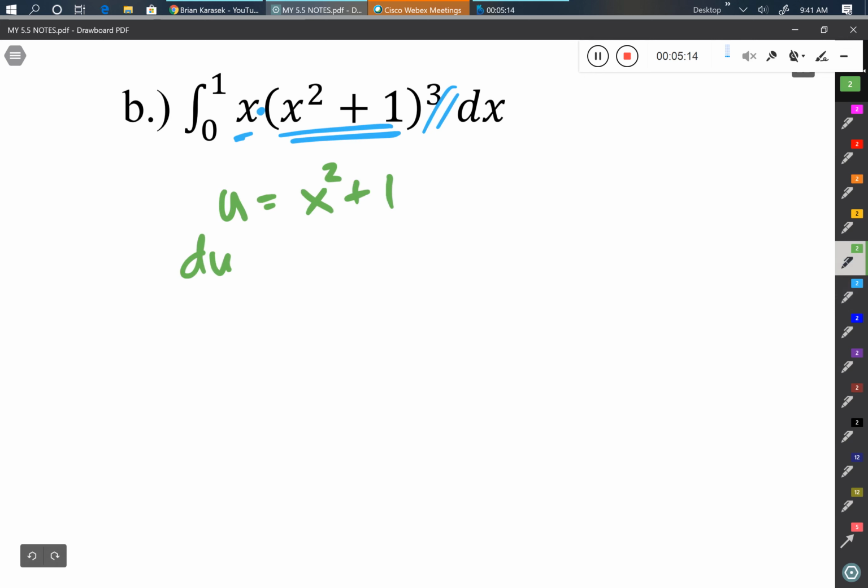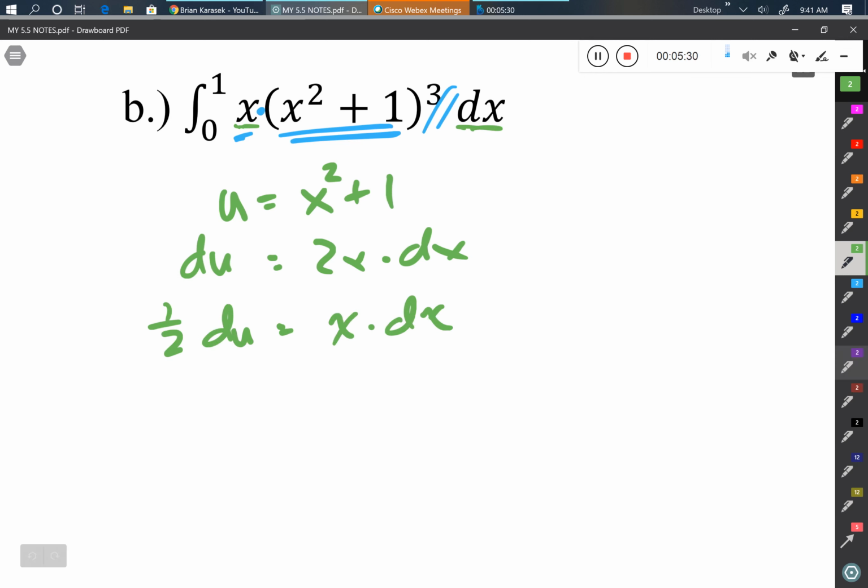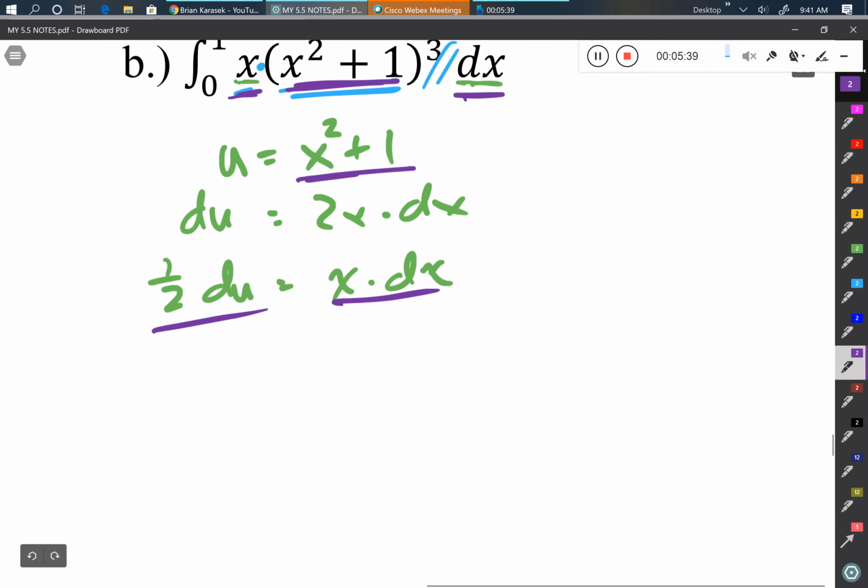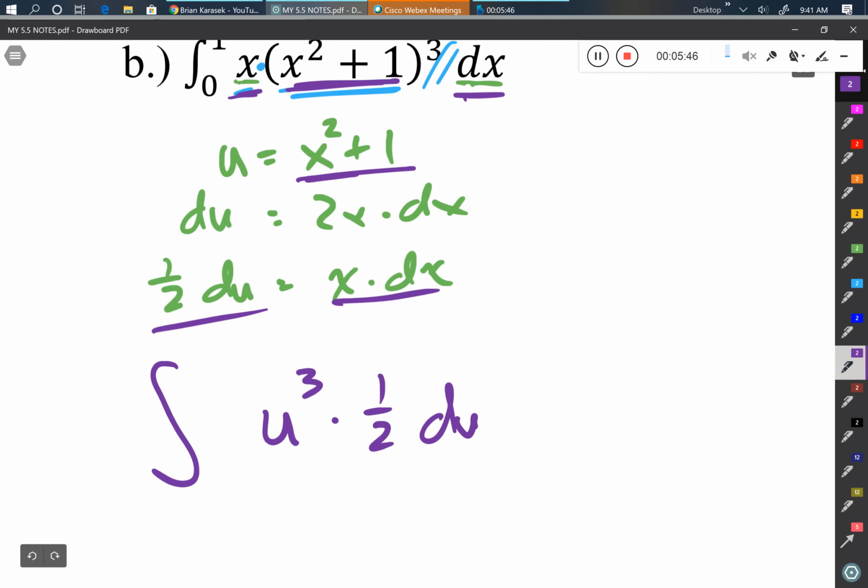Then the differential du is going to be 2x times dx. I just have x dx. I don't have 2, so I'll just modify that statement. I'll divide through by a 2. So 1/2 du is equal to x times dx. And now I've got what I need to do my substitution. This right here is right there, so that's just going to become a u. And the x dx here and here is just going to become the 1/2 du. And so now I get the integral of u cubed times 1/2 du.